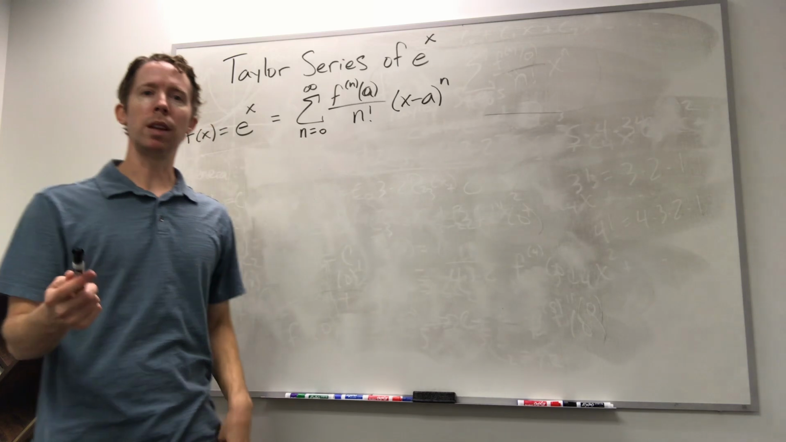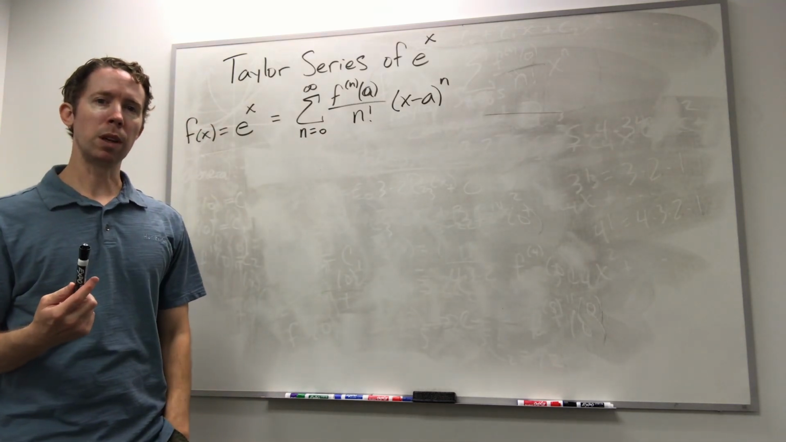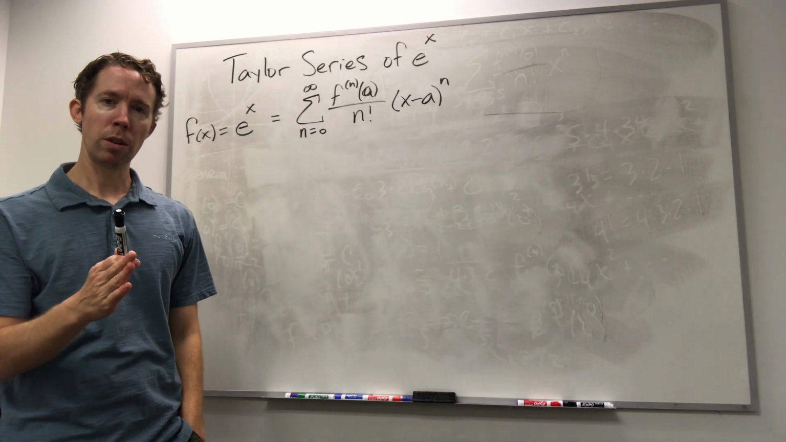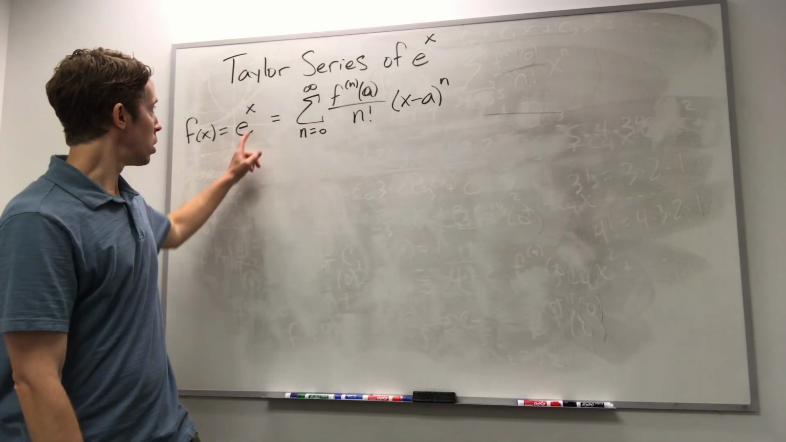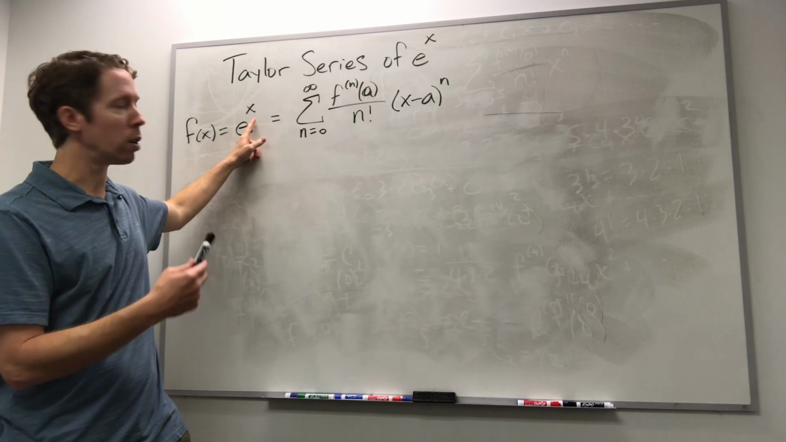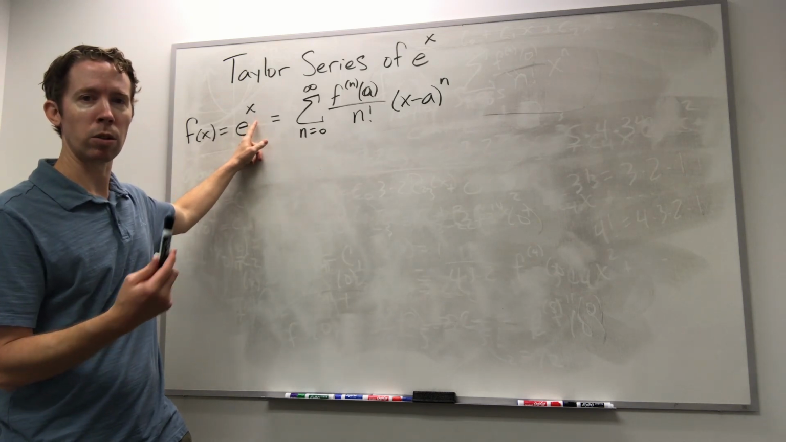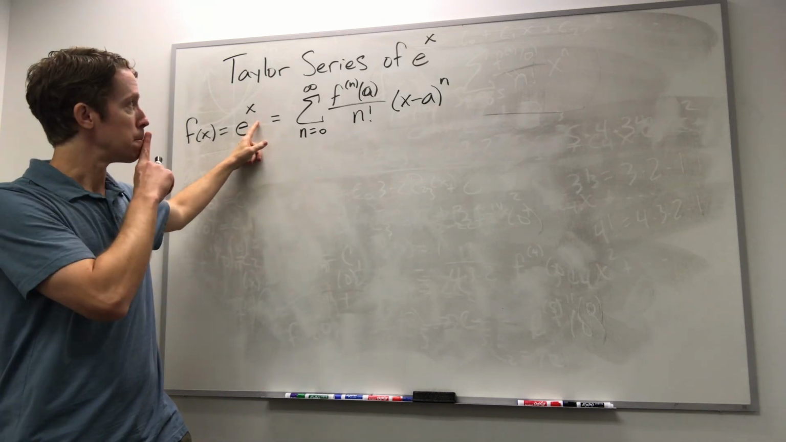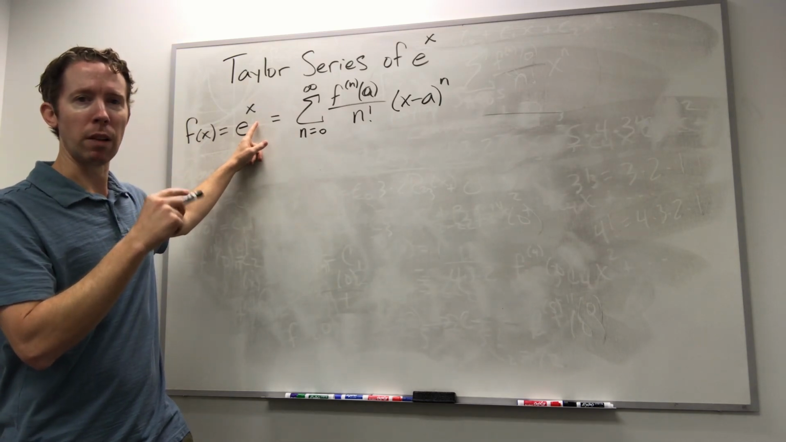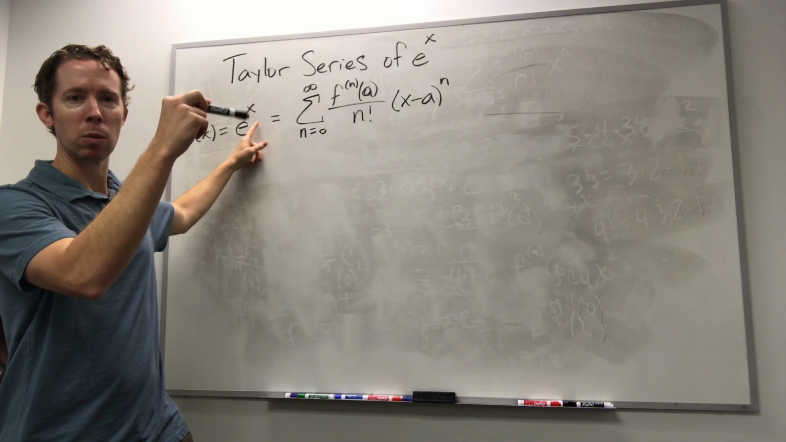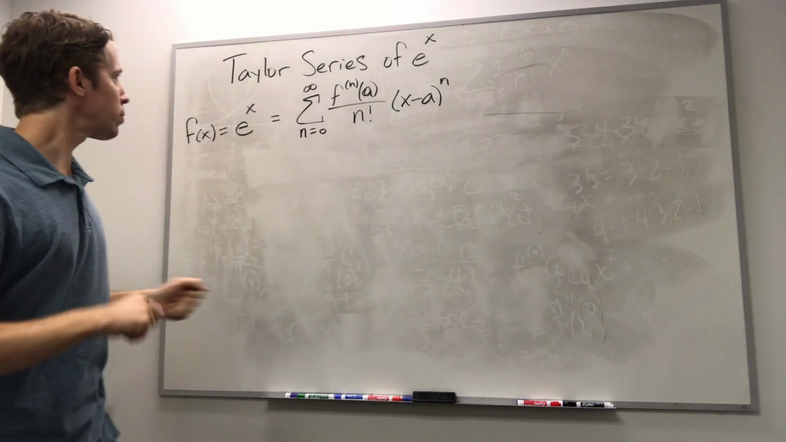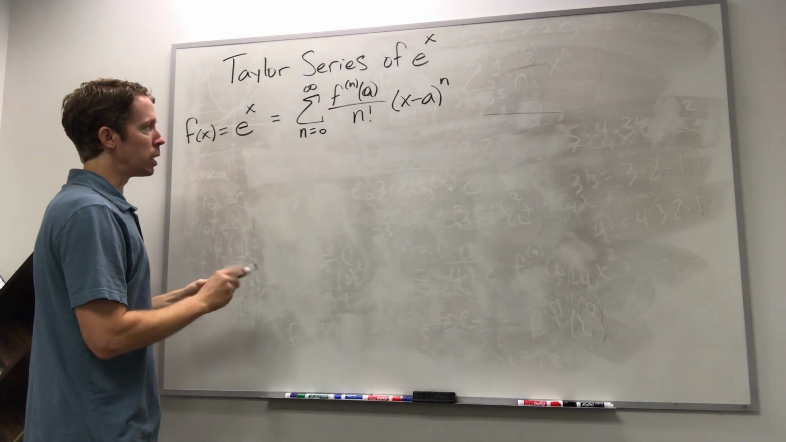For e to the x, the most convenient value for me to center my Taylor series at is going to be x equals 0, because the original function evaluated at 0 is 1, and also all of the derivatives evaluated at 0 are going to be 1 also. If I evaluate those derivatives somewhere else, then I'm going to have e raised to some power, which is a little hard to work with. So I'm just going to center it at x equals 0. That means I'm choosing a equals 0.